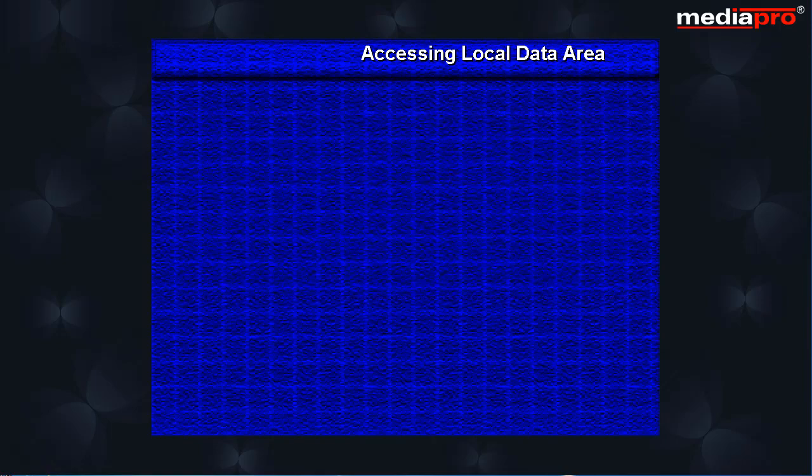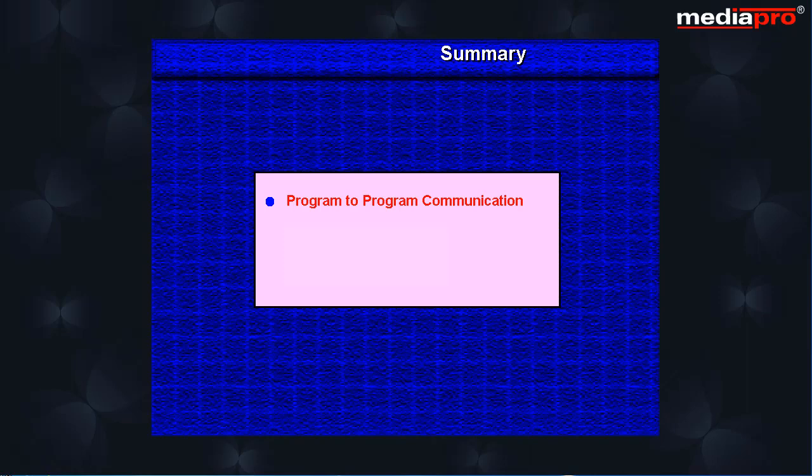This brings us to the end of this chapter. Summary. In this chapter we saw how programs could communicate with each other. We studied the concept of subprograms and saw how parameters could be used to pass data between a calling program and a called program. We also looked at data areas and saw how data areas could be used to pass data between programs running in the same job or in different jobs.